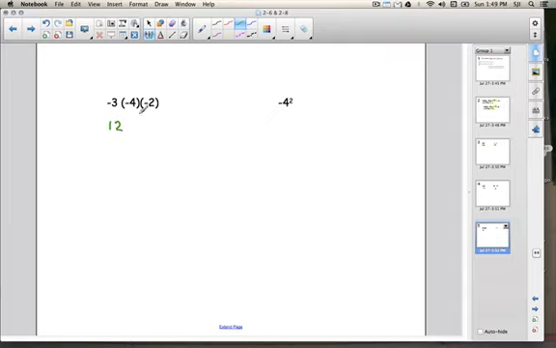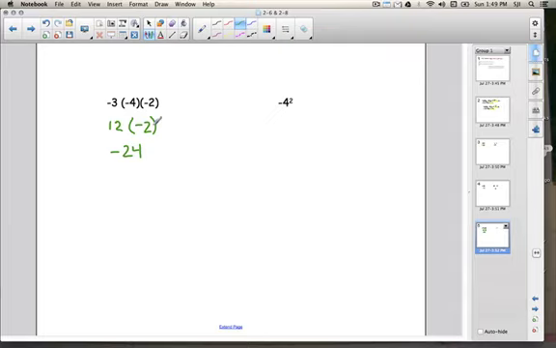And now I'm just going to bring down everything else that we haven't done yet. Now I'm going to take a look at this, and I have 12 times negative 2. Well, when I have signs that I'm multiplying together that are opposite, so in other words, I have a positive 12 here and a negative 2 here, that means my answer is going to be negative. So I'm going to write that down to remind me. And now I'm just going to go 12 times 2, and 12 times 2 is 24. And there's the answer. Negative 24 is the answer to what's negative 3 times negative 4 times negative 2.